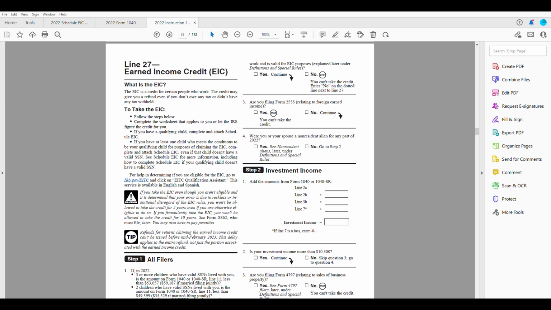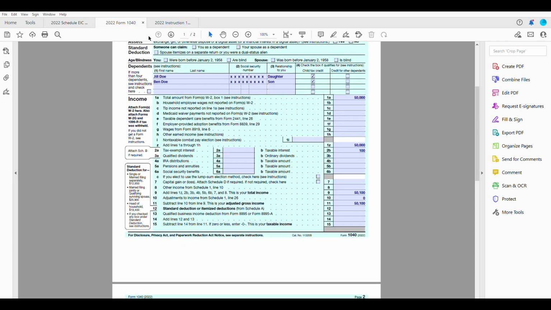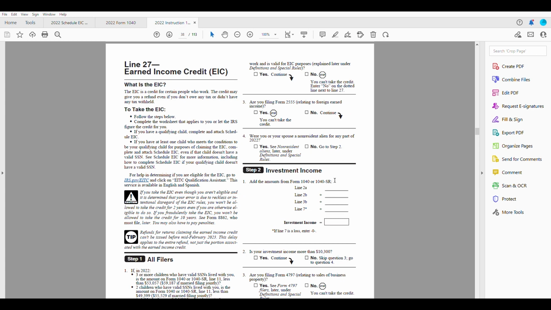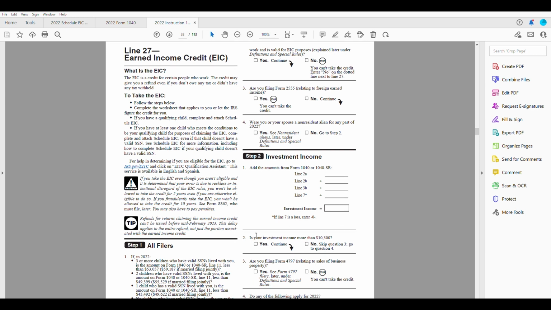If you make over a certain amount of investment income, you cannot take the earned income tax credit. And in our example, if we look at line 2B here, we have $100 in interest income, which is considered investment income. We would put 100 here with a total of 100 investment income. Next, we go to 2.